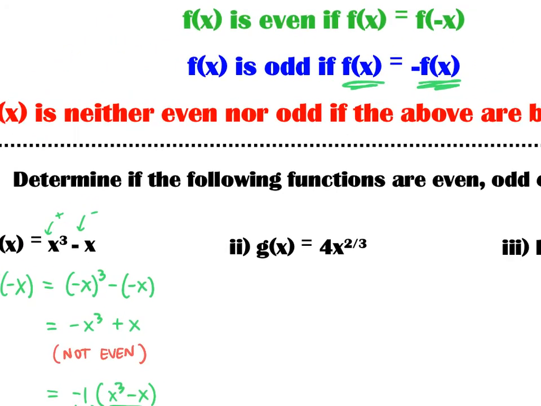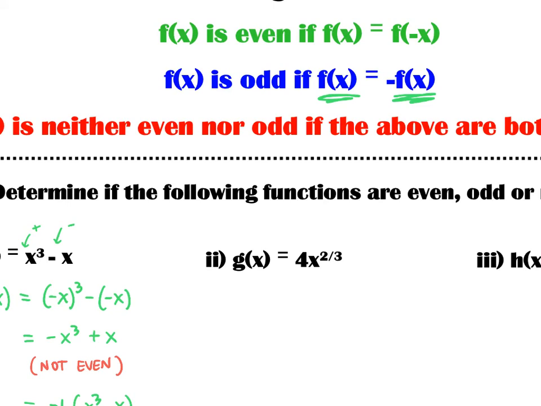I've actually just found a mistake in my notes. Sorry guys, let me fix this real quick. There should be a negative in here. So it should say if f of negative x is equal to negative f of x. Okay, we can change that on the last slide as well.